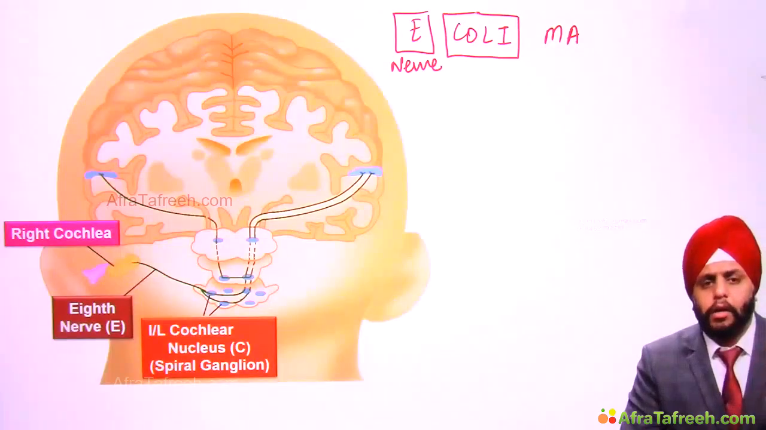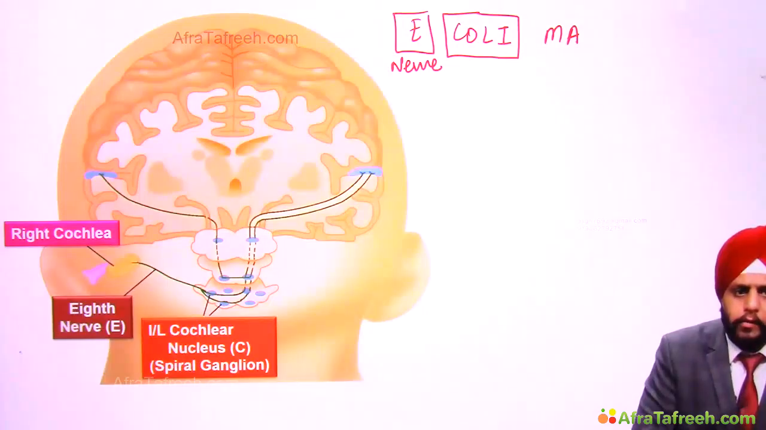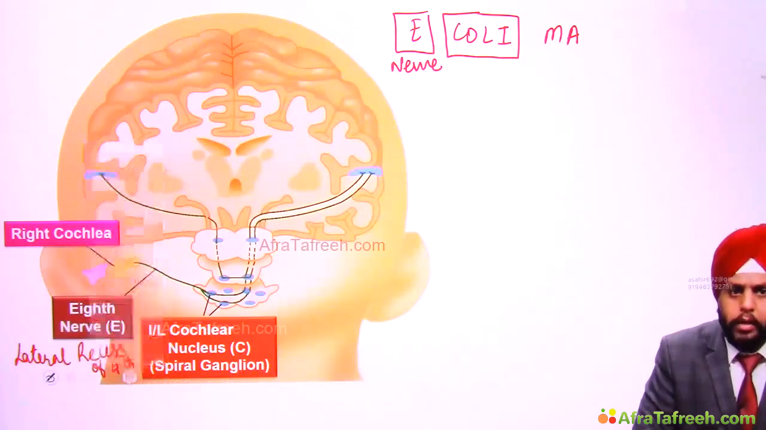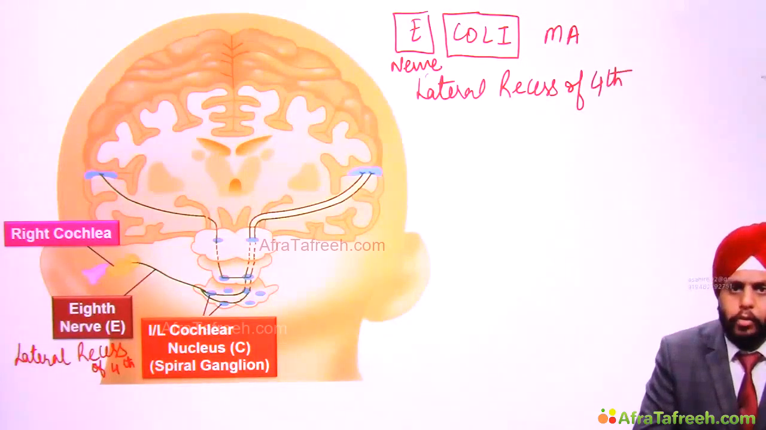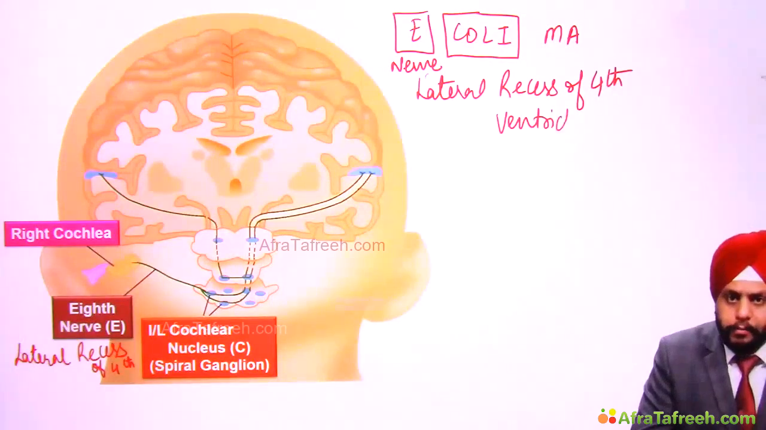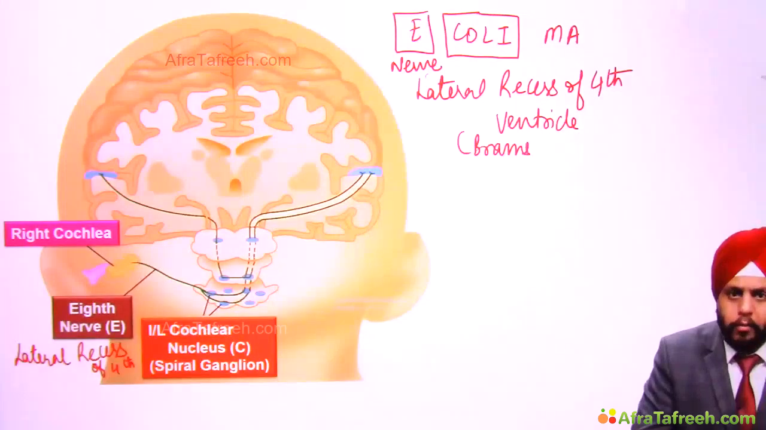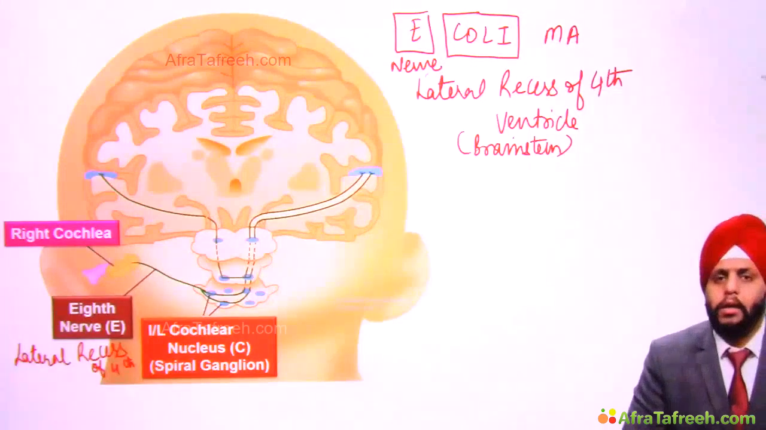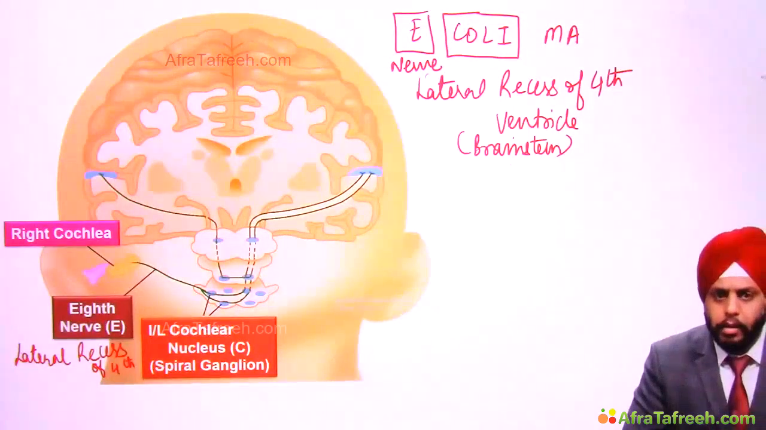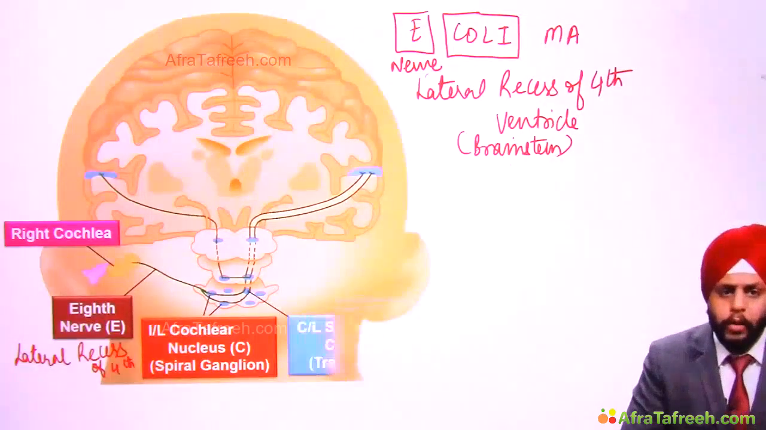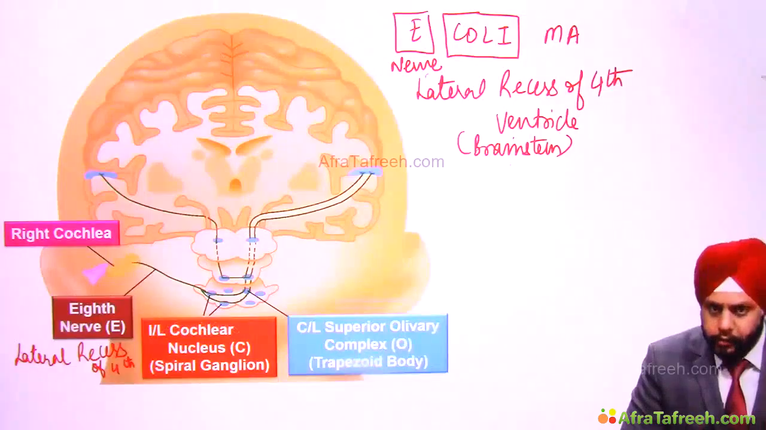Now where is this cochlear nucleus? This cochlear nucleus is situated in the lateral recess of the fourth ventricle, in the brain stem. So that means in the brain stem we have the cochlear nucleus, also known as spiral ganglion. Now from here the sound goes to O. What is O? O is superior olivary complex.